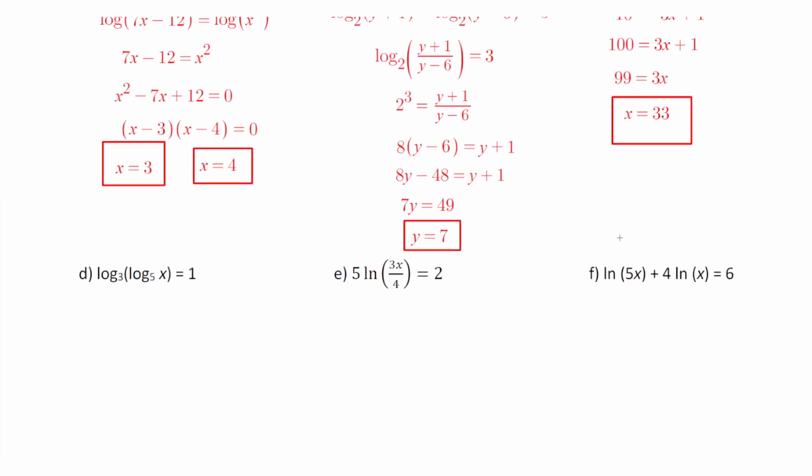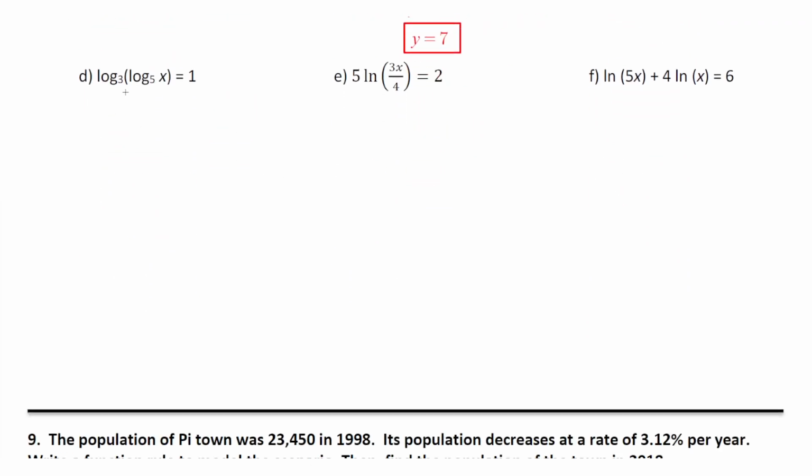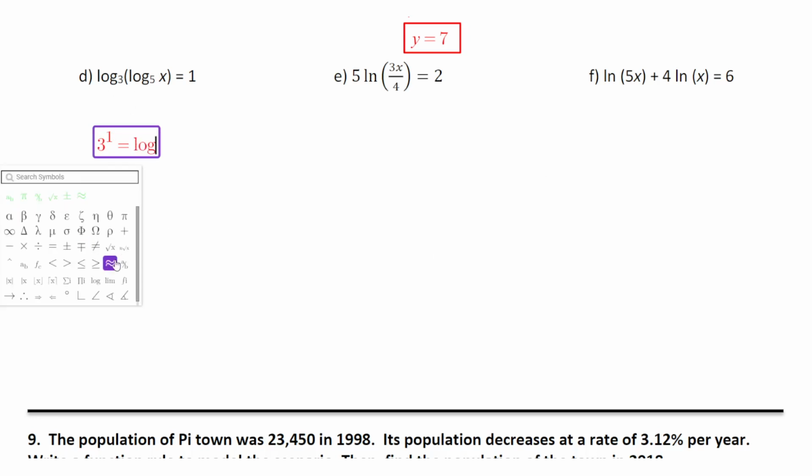Let's go down to letter D. Ooh, this one's kind of funky. Log base 3 of log base 5 of x equals 1. Oh man, so I think what I'm going to do here is rewrite this as an exponential. 3 to the first power equals log base 5 of x. 3 to the first power equals whatever is in here.